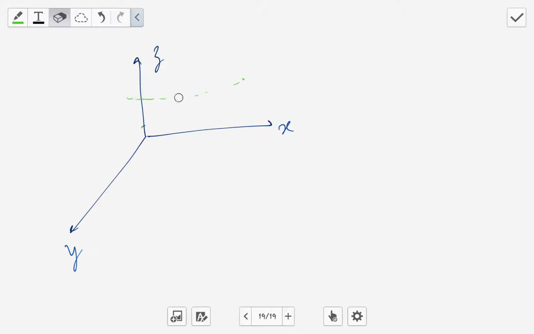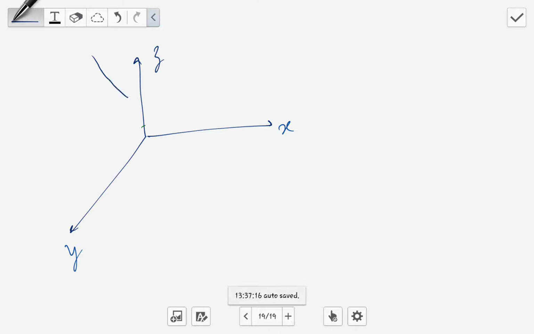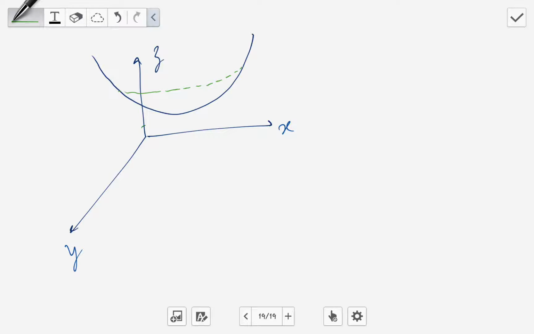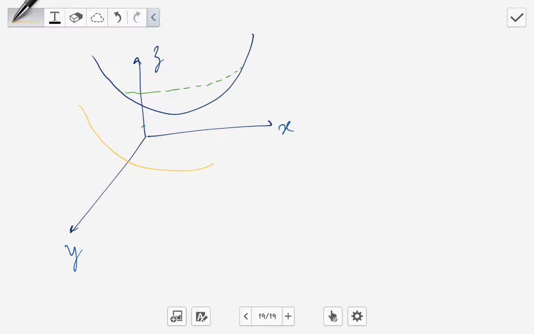Okay, you see, it may pass through the origin or it may not pass through the origin. There are reasons why that happens. So let us say in general it is this. It could be this, okay, or it could be this. Okay, it could be any of these. Now the next thing is I want to check if this function is always above the xy plane.